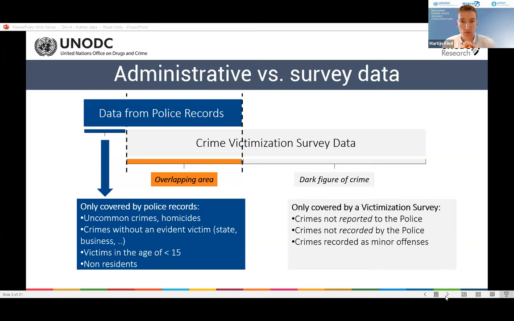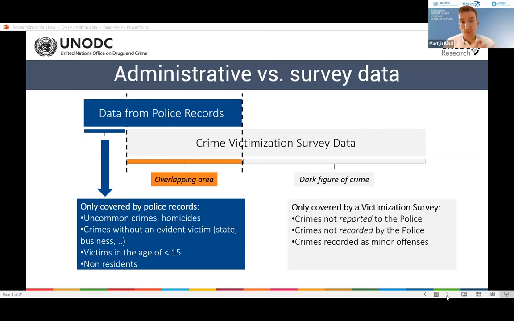However, there is also another important area that you can see all the way on the left, where administrative data actually captures some data that surveys cannot capture. This is particularly relevant in the case of gender-based violence, because while it may be a small portion of the total data, it does capture homicide data, for example. And this is particularly important because it will include the data on gender-related killing of women and girls, or femicide, which cannot be captured in another way.